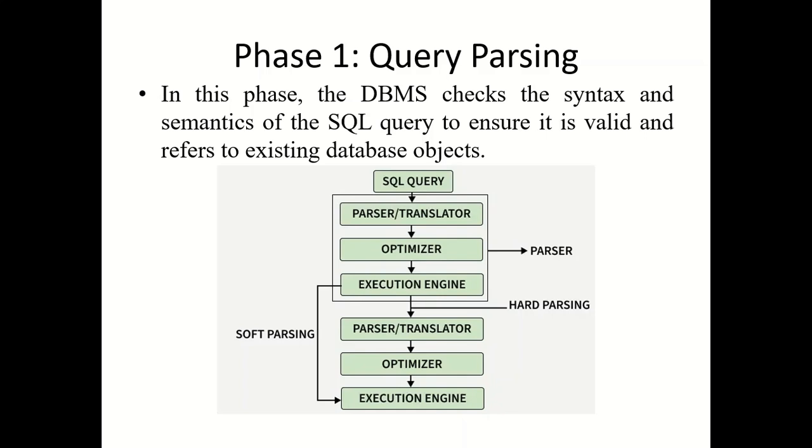Query processing checks the syntax and the semantics of the SQL query, and validates it for execution by the database. The first three parts use the parser. First, the SQL query enters the parser, translator, optimization, and execution engine. The execution engine moves the query into soft parsing and hard parsing.